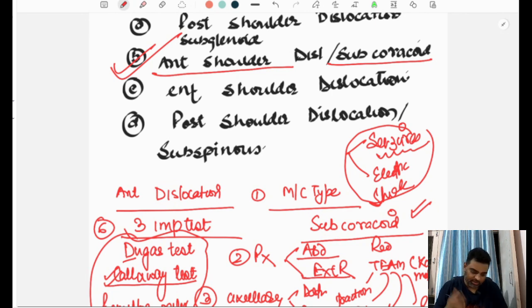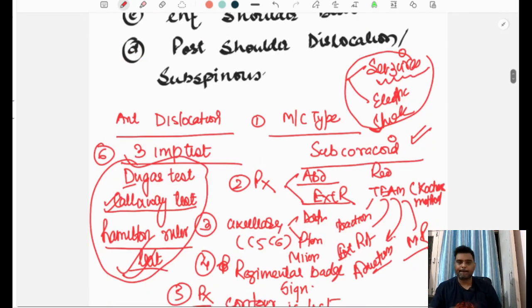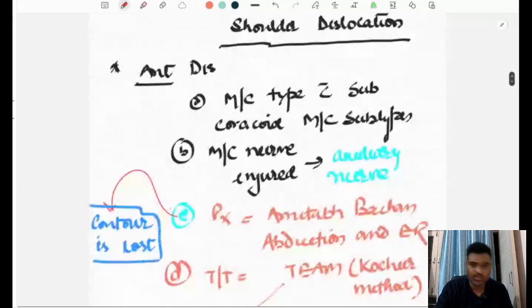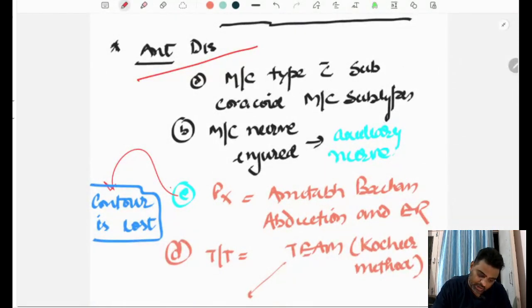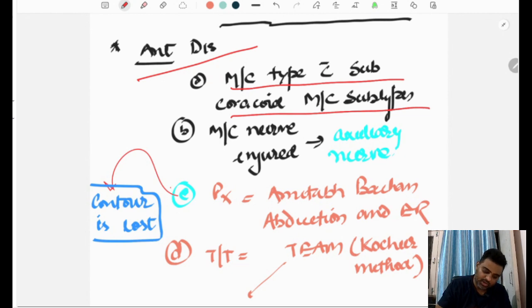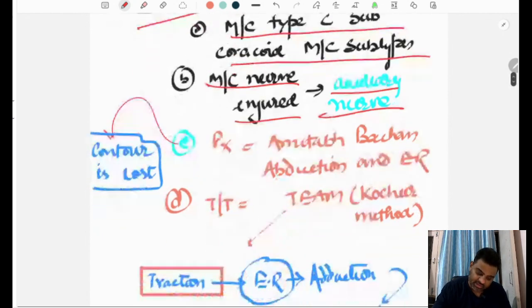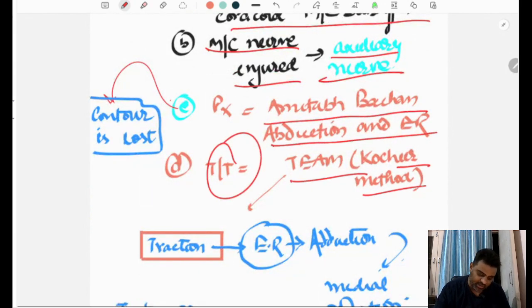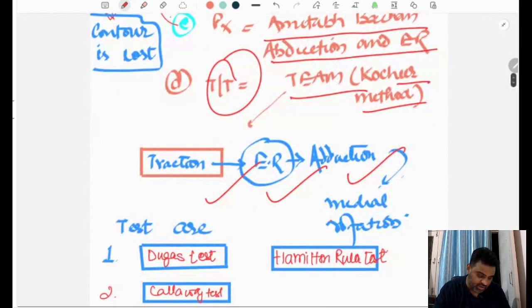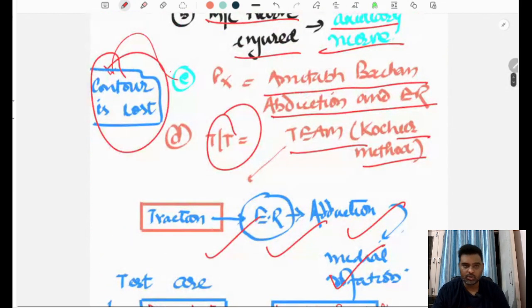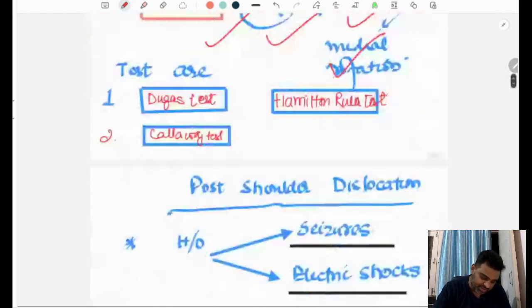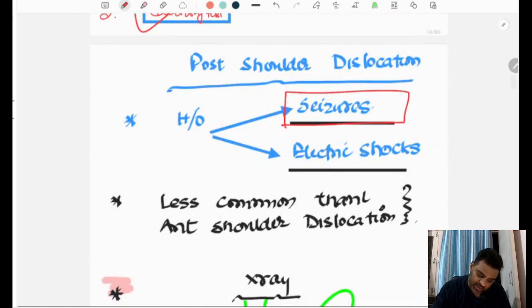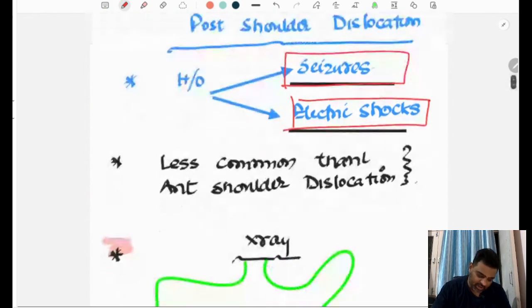So start now. This was anterior dislocation. That was some glitch. So I have told you anterior dislocation is the most common type, with the subcoracoid as the most common subtype. The most common nerve involved is the axillary nerve, and presentation is like Amitabh Bachchan, that is abduction and external rotation. Treatment is TEAM, that is Kocher method: traction, external rotation, adduction, and medial rotation. Contour is lost. This is how you will differentiate it, with the tests being Dugas test, Callaway test, and Hamilton ruler. For posterior shoulder dislocation, I have told you there will be a history of seizures and a history of electrical shock. It is less common than anterior dislocation.